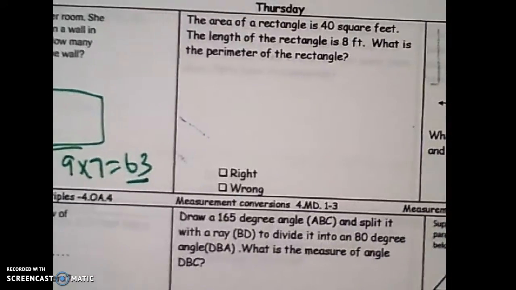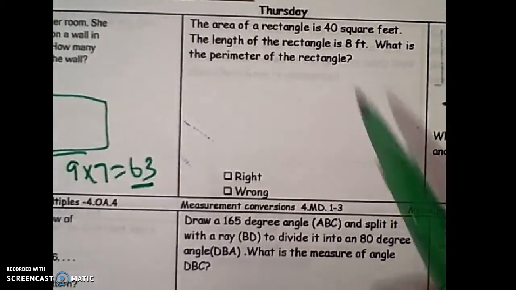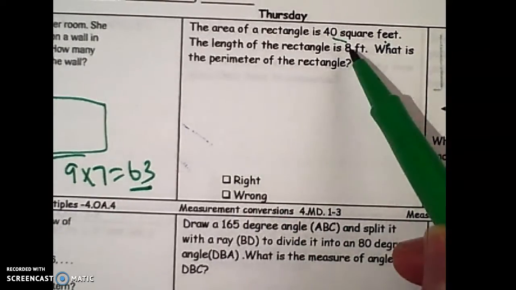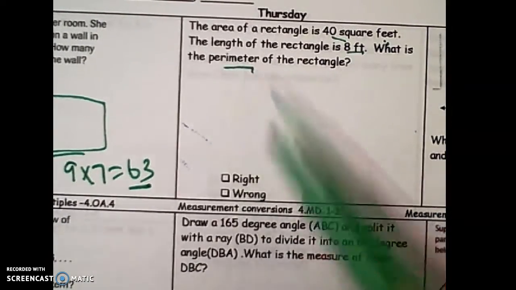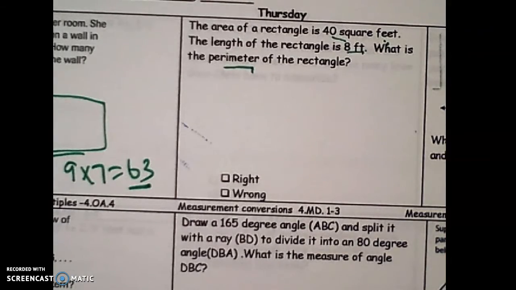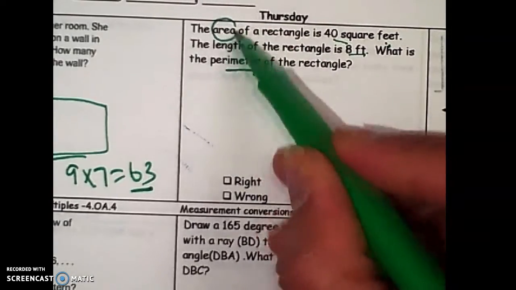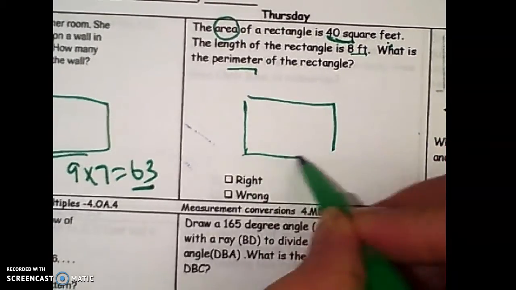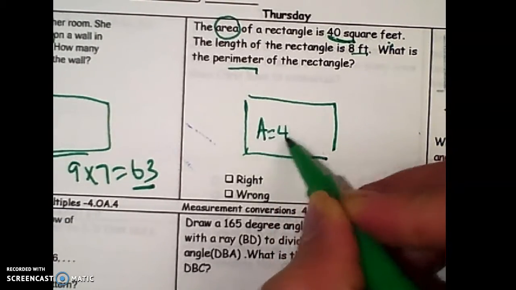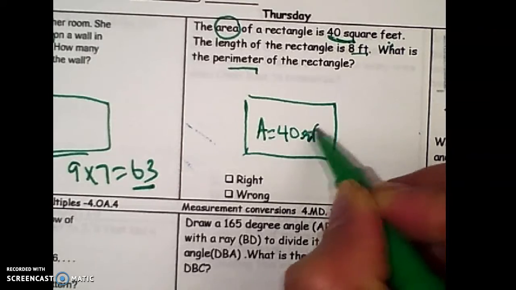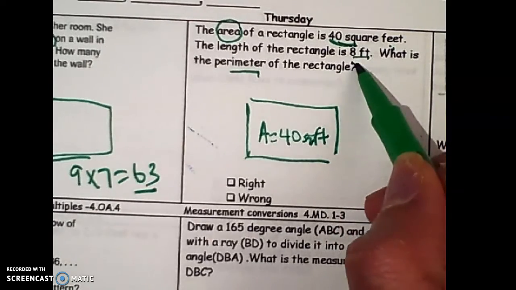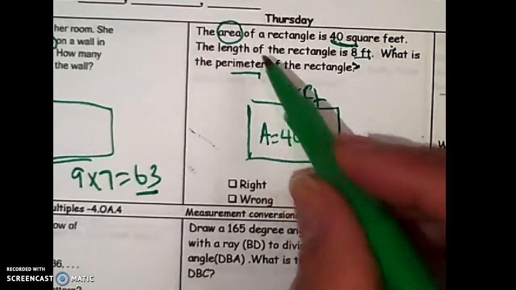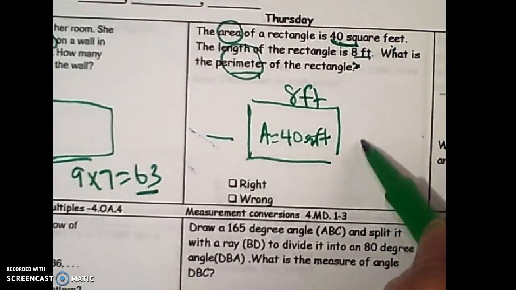We have an area and perimeter question. The area of a rectangle is 40 square feet. The length of the rectangle is 8 feet. What is the perimeter of the rectangle? So very similar to our POD from yesterday. So we know the area of the rectangle is 40 square feet. I'm going to draw my rectangle. And I'm going to write that the area is 40 square feet. The length of the rectangle is 8 feet. What is the perimeter? So not the width, but what is the perimeter?